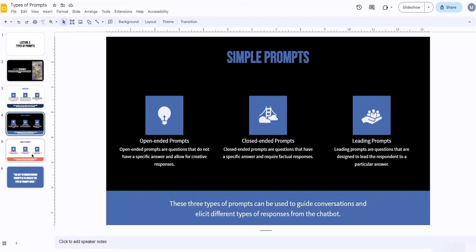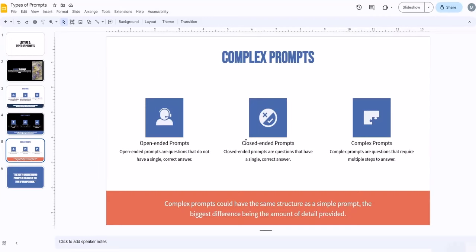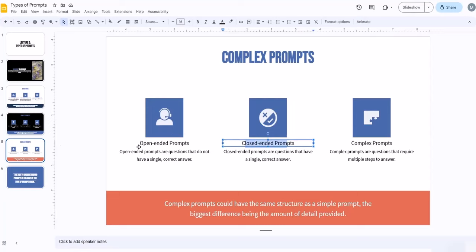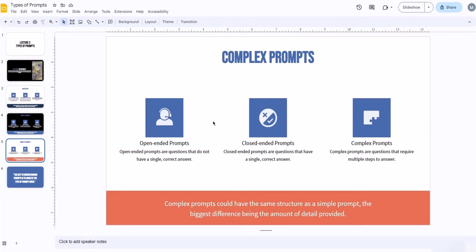There might be some exceptions, but most of the time, if you need some information, you don't need a closed-ended prompt. You can ask ChatGPT to give you an open-ended prompt. Most of the time, this is where all the gold lays. So we will try to learn how to master open-ended prompts mostly, because the rest of them, you don't need that much. And as I said, it might sound counterintuitive, but I'll explain to you why you should never use complex prompts.